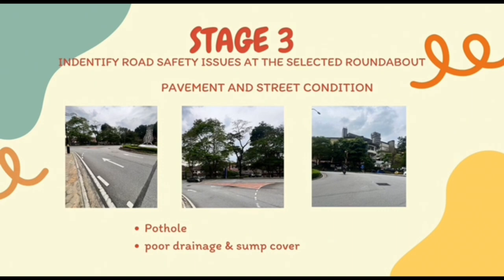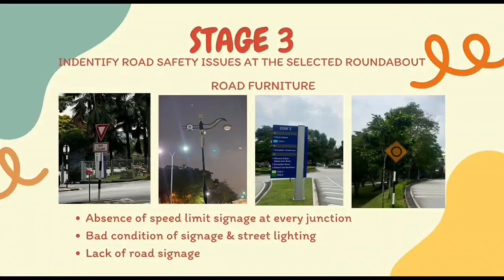There is poor drainage around the roundabout, increasing the risk of sliding during wet conditions. Some covers are not level with the pavement, creating bumps that can disrupt the flow of traffic and pose a risk to smaller vehicles. Lastly, we identify multiple issues related to the road furniture.